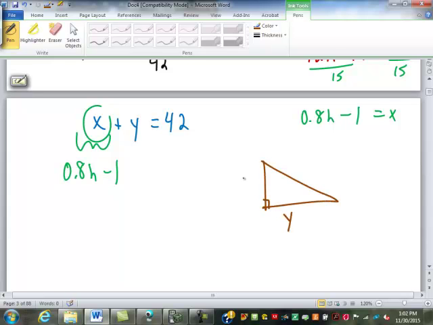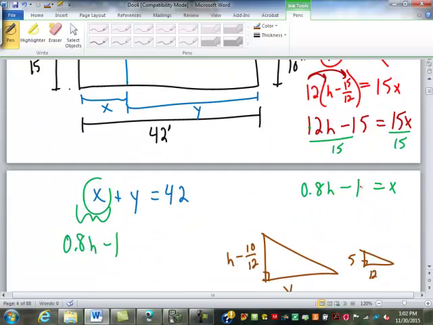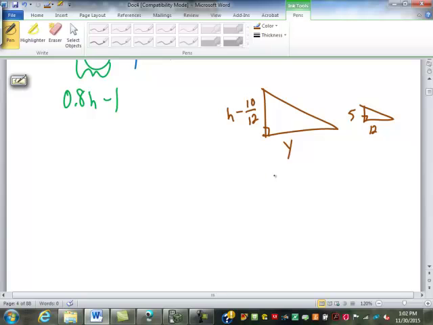So this is y, and this is h minus 10 inches, so 10 twelfths. And of course, this is on a 5/12 slope. Correct? Yes. So we have 5 over 12 equals h minus 10 twelfths over y.